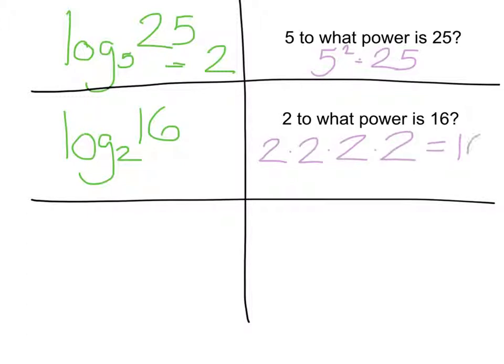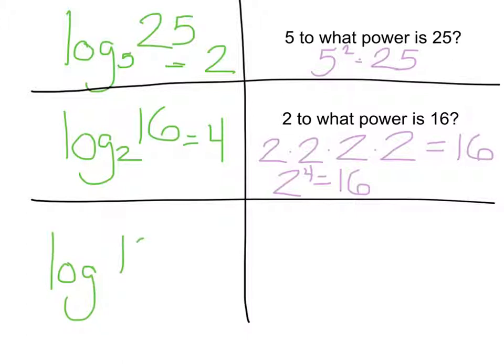So 2 times itself 4 times gets me to 16. In other words, 2 to the 4th power is equal to 16. So that means that log of 16 base 2 is going to be equal to 4, because 2 to the 4th power is 16. I would encourage you to pause the video and think about this next example.